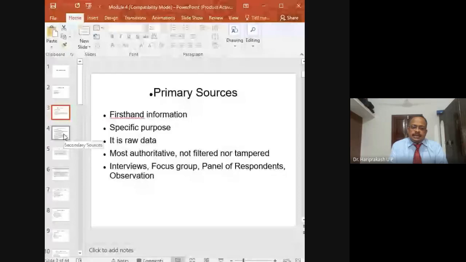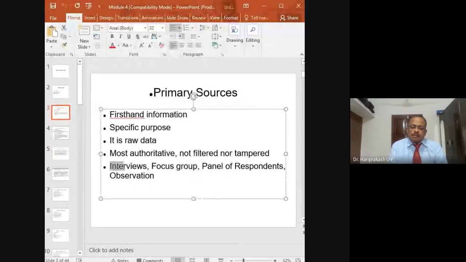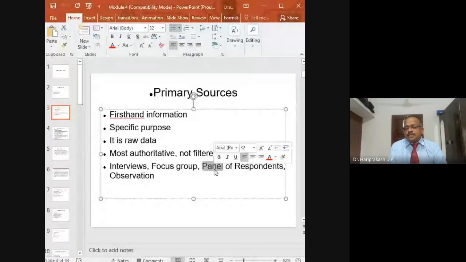As already said, these are the different examples of primary sources: interviews, focus groups, panel of respondents. As I said, a panel is a group of respondents that is fixed, and data may be collected over a period of time. So a set of respondents is called a panel. Observation technique may be used. So these are the different primary sources.